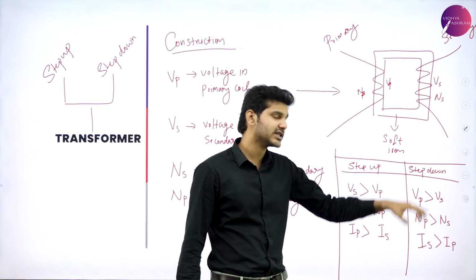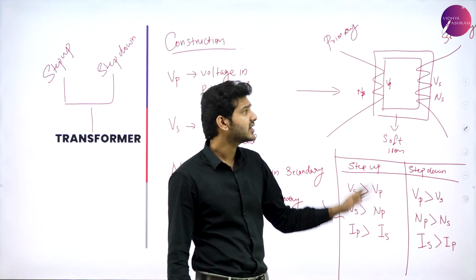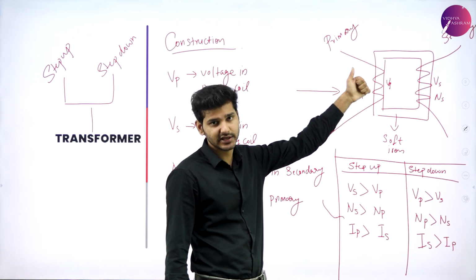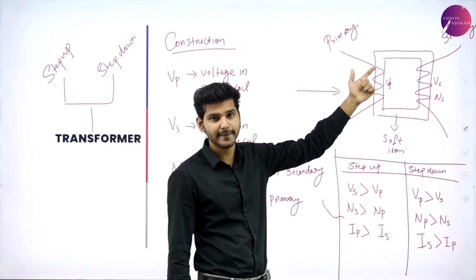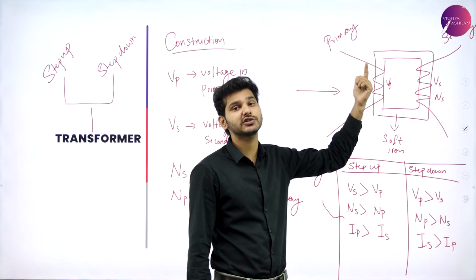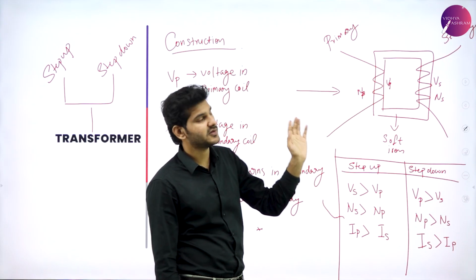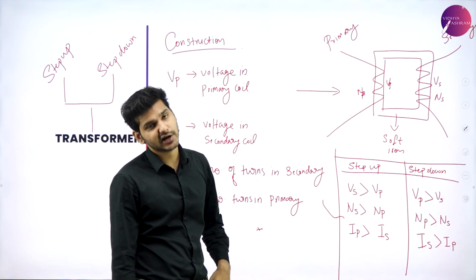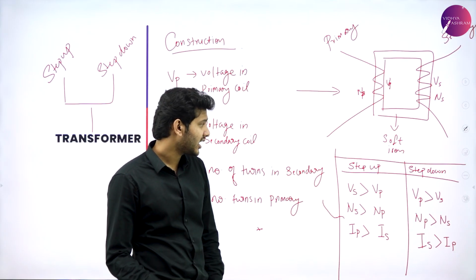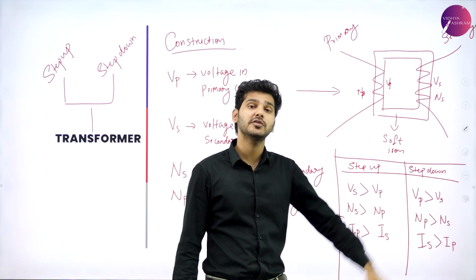And for a step down transformer, it is completely opposite. That is, the input voltage should be high, the input number of turns should be high. That is, the number of turns in the primary coil should be high, and the current in the primary coil should be low, which means only then will we get the higher output. So that is regarding step up and step down transformers.